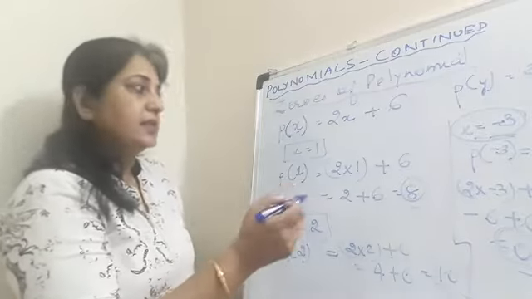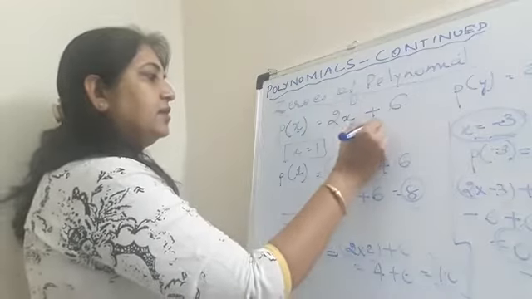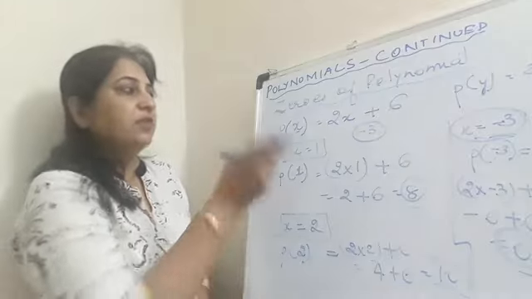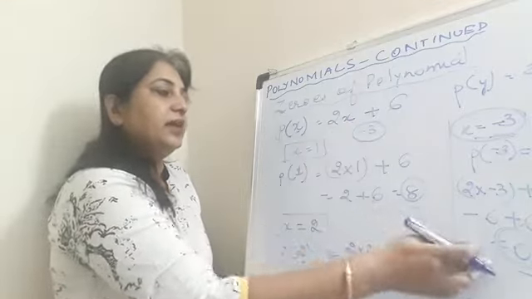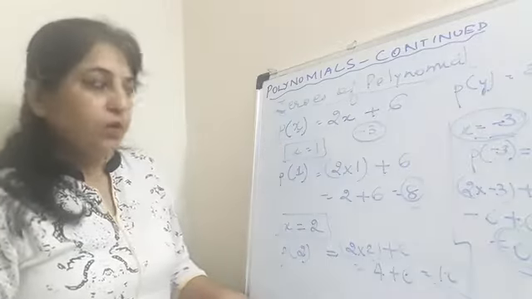So in this case, for this particular polynomial, minus 3 is the 0 of this given polynomial. Why? Because when I substitute minus 3, I get 0. Okay, so this is the meaning of the zeros of the polynomial.